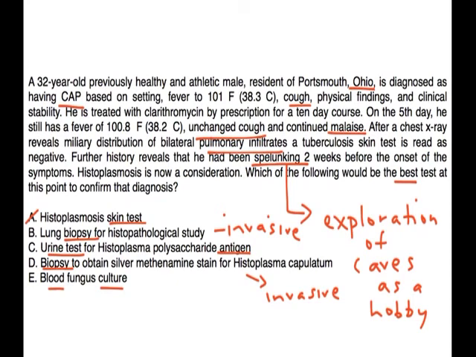So the best test would probably be the least invasive, so I'll cross out B and D. So now we're left with either the urine test for the antigen or the blood culture. And if you remember, I had previously mentioned that the antigen test is more sensitive than the blood culture. So between all of these, the best choice is choice C.